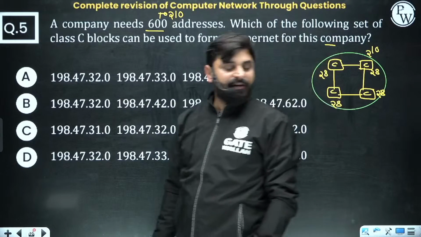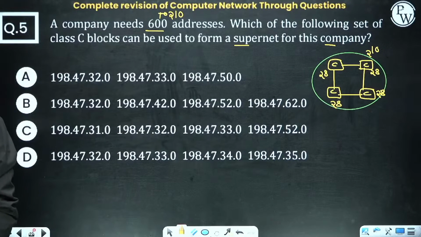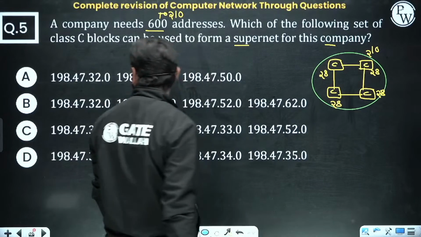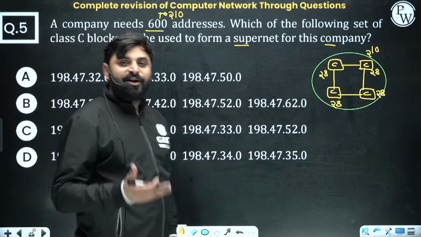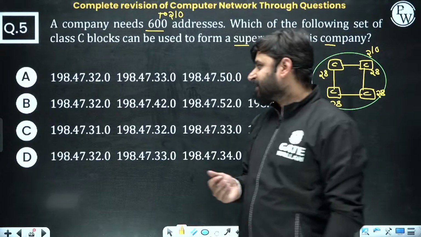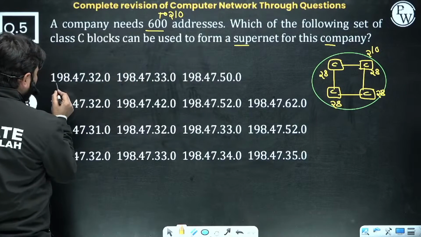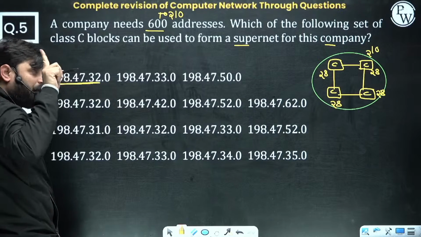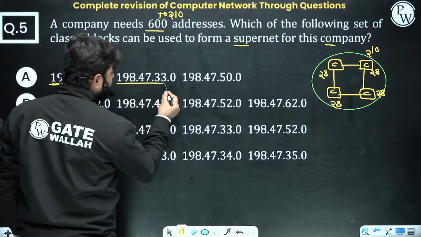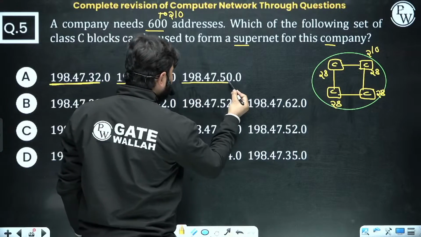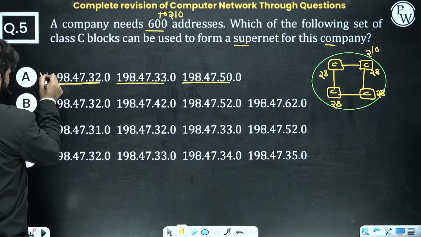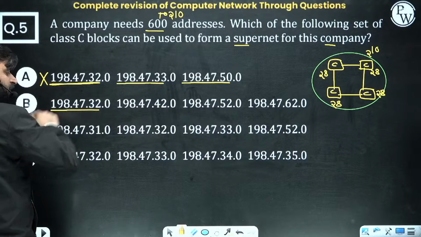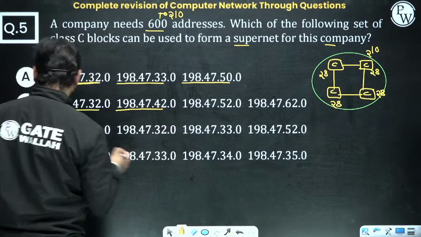Which one is the correct answer? Let me show you first. First we have to check continuity. This is class C, and class C means we have to focus on the third octet only for continuity. 32, this is 33, after that it must be 34, but it is not contiguous. Wrong. Another option: 32, after that this is 42. Not contiguous. Wrong.